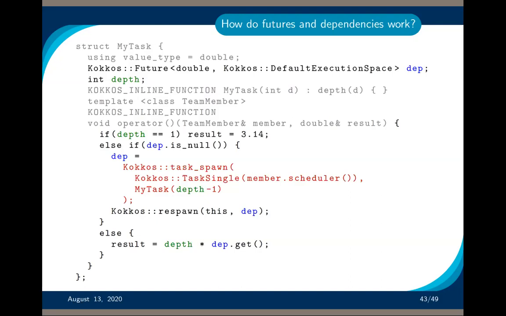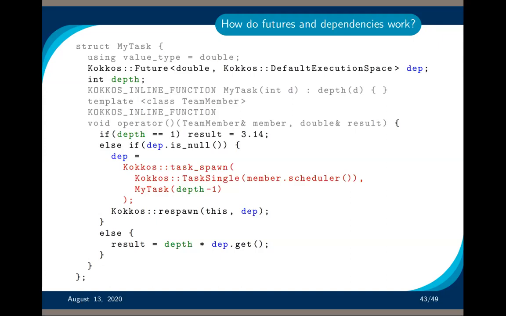Remember, this paradigm is that we're not blocking in this entire interface. So either something is ready before we start, or we have to respawn ourselves dependent on it to ensure that it is ready before we start. And when I say ready, it means that we can call the .get method, get the output value out of it, and all of those other things. So here we're going to check if dep is null, which means, have we spawned a task associated with it yet? If not, we're going to go ahead and spawn a single child task. Remember, we're making a recursive chain here. This is just for demonstration purposes.